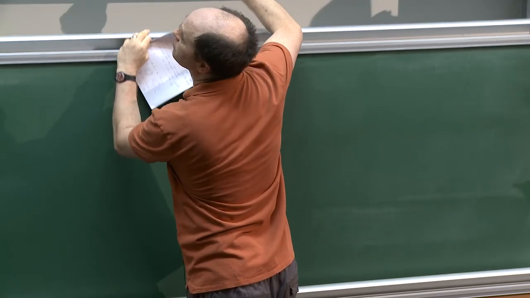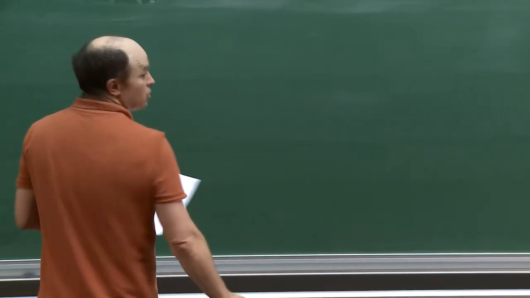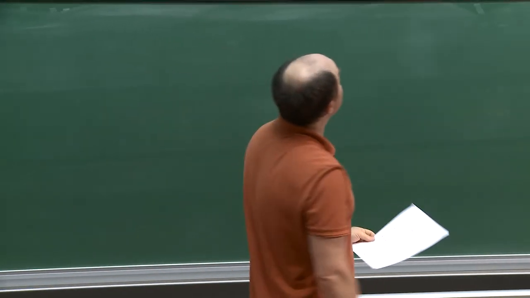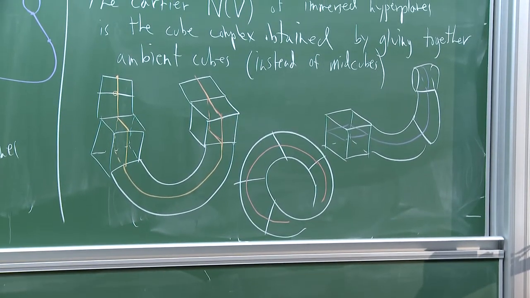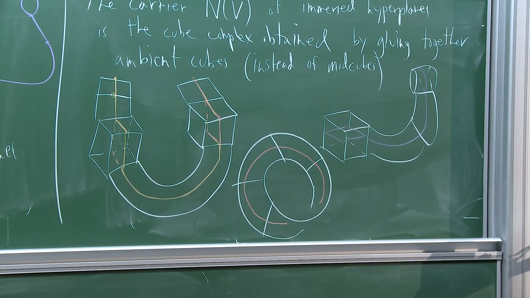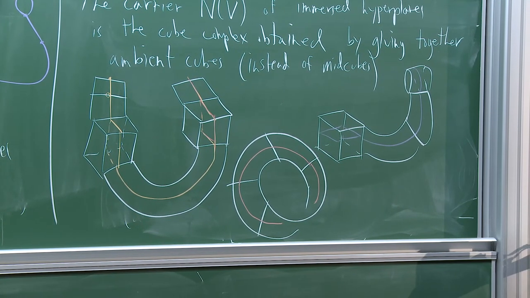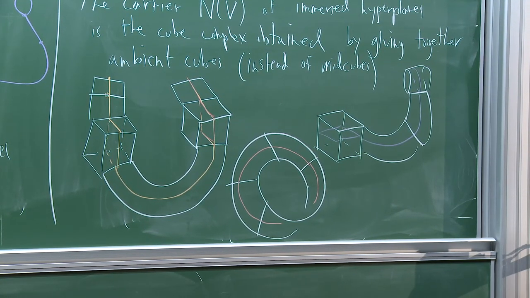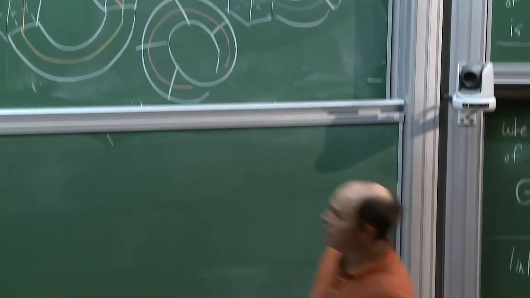Wait, no, I'm confused. I thought the carrier lived in the universal cover, so why isn't the carrier of this an infinite string of squares? Because this is the carrier of an immersed hyperplane, and that was the carrier of a hyperplane in the universal cover. This is consistent with the definition that we gave before, it turns out, right? But you have to know various things. You have to believe that hyperplanes exist and embed and so forth. So you pull apart things only when they're different hyperplanes in the projection. Okay, tell me, what are you asking?